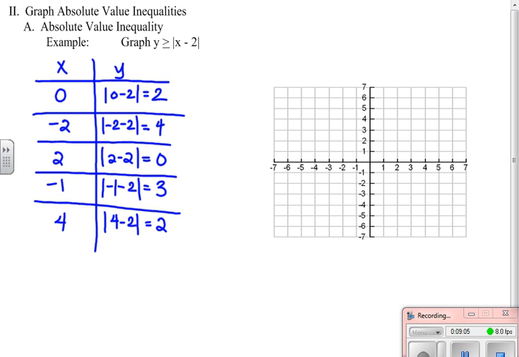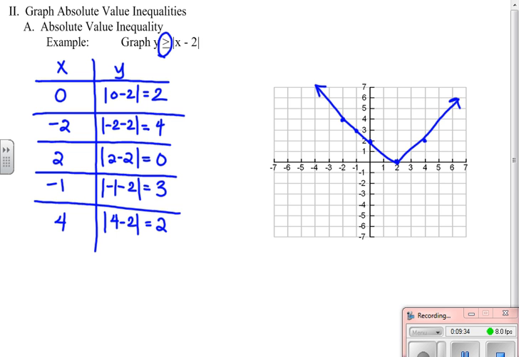So let's go over to our graph. It's a less than or equal to, so I know I have a solid line. When x is 0, y is 2. When x is negative 2, y is 4. When x was positive 2, y was 0. When x was negative 1, y is 3. When x is 4, y is 2. So I can see my V emerging.